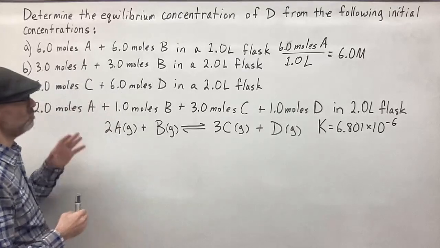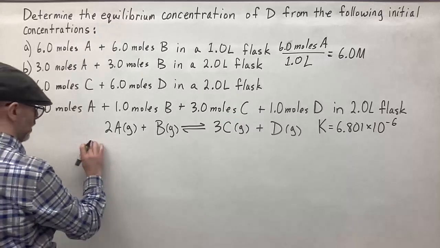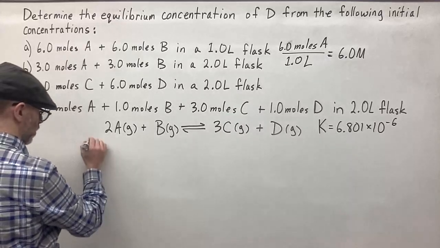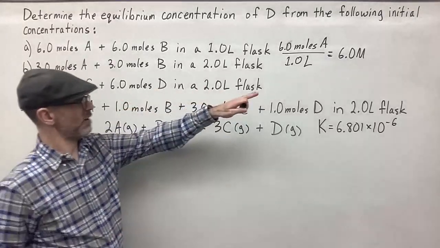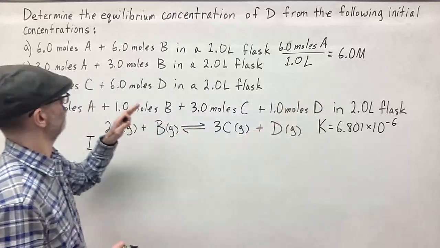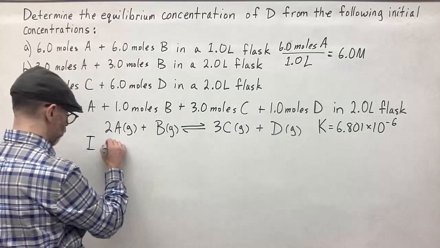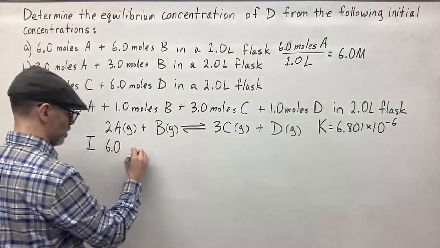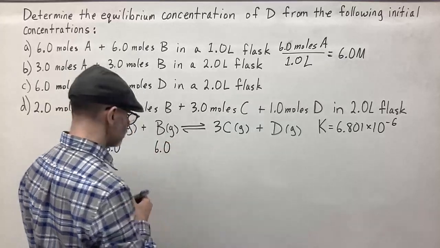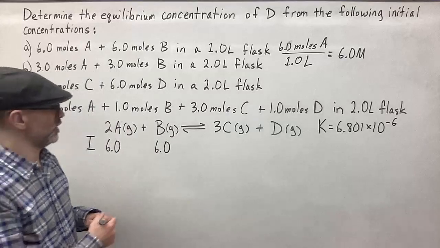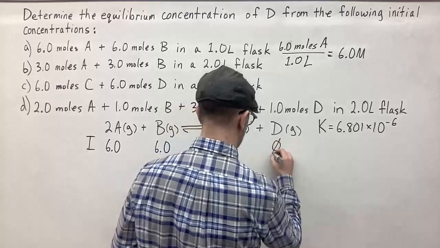So the other thing is, let's set up our initial part of the table. For A, we have 6 molar, and for B, we also have 6 molar. So let's put that in for A and B. So we have 6.0, 6.0. And we're going to start off with 0 here and 0 here.